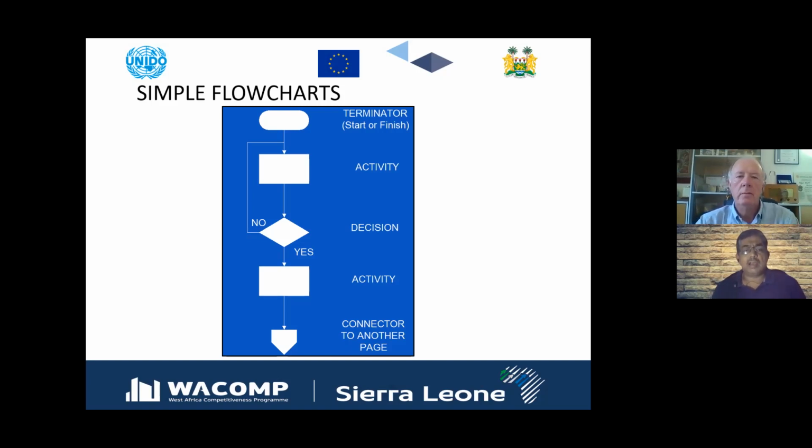You can see that the symbol at the top is basically the start or the finish symbol. When you have to start any process, you have to start it with this symbol, and then you have to show the activity with the rectangle, and then the output is again an arrow. I mean, input is an arrow and output is an arrow, and in between that, this is an activity.